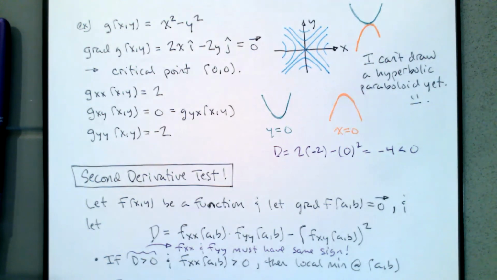In our previous problem, fxx and fyy were both 2, so our calculation for D would be 2 times 2 minus 0 squared, positive 4. And so since D is positive and fxx is positive, we have a local minimum, which happened to be also a global minimum.